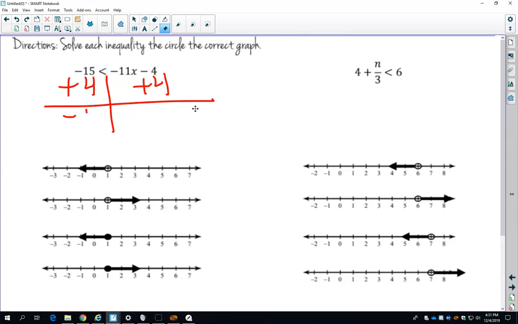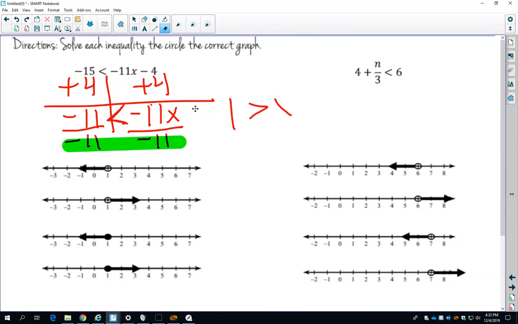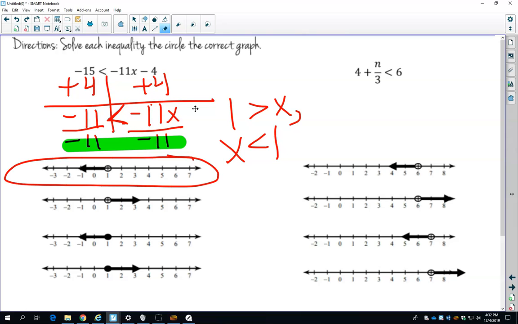-15 plus 4 is -11. -11 is less than -11x. We're going to divide both sides by -11. We divided by a negative, so that means we're going to have to flip our sign. So 1, instead of less than, it's going to be greater than x. So if 1 is greater than x, that means x is less than 1. So the graph that has x is less than 1 is this one.